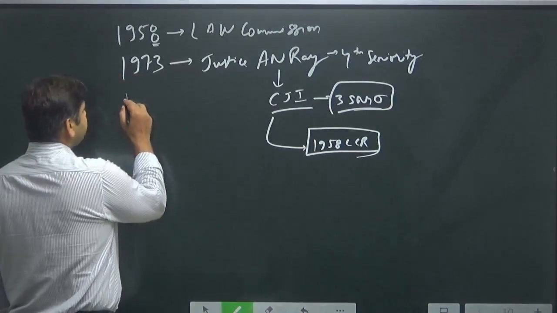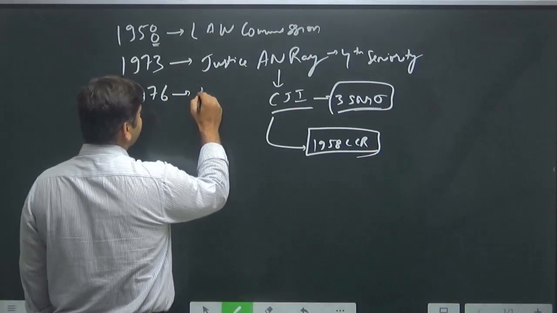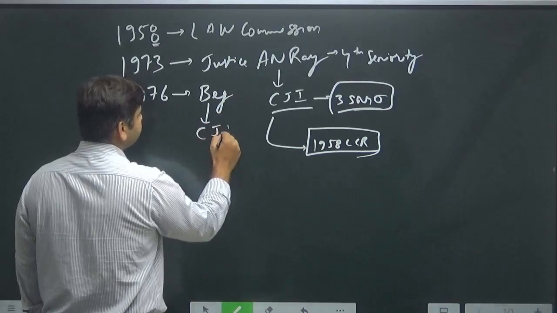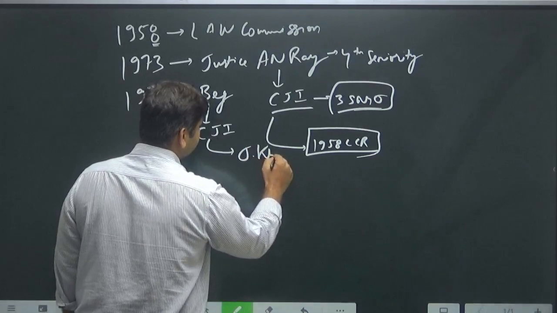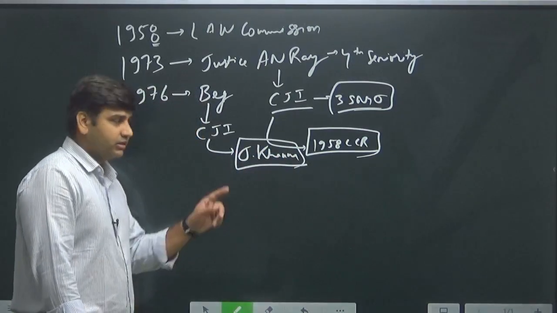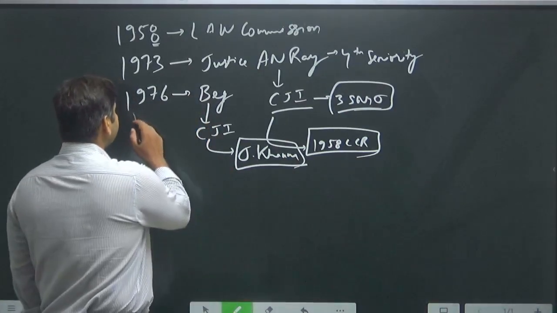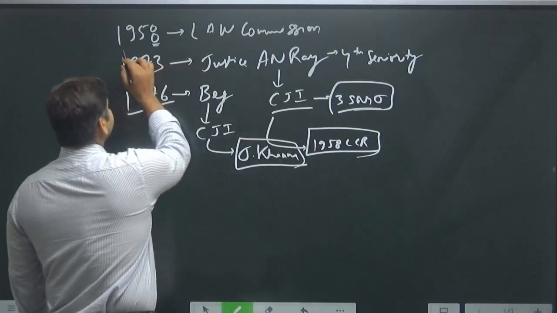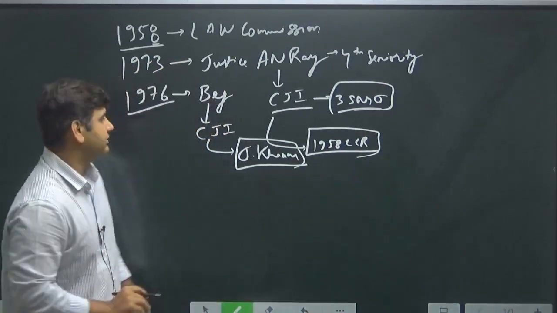Then again in 1976, Justice Bag became the Chief Justice of India, superseding Justice Khanna. Justice Khanna was the senior most judge at that time. He was superseded by Justice Bag. Again, the tradition was broken in 1976. Again, the 1958 Law Commission report and its recommendation was cited as the reason.